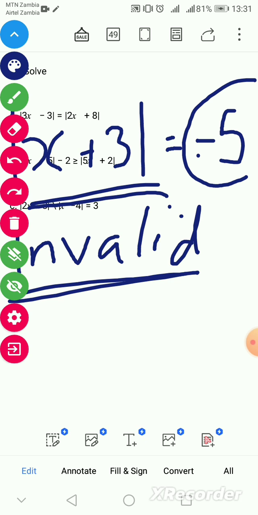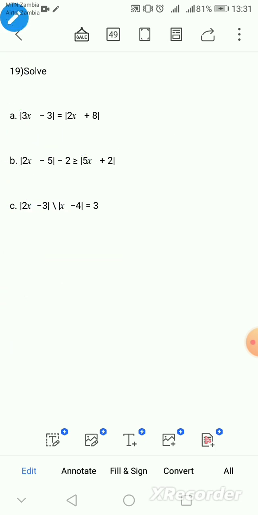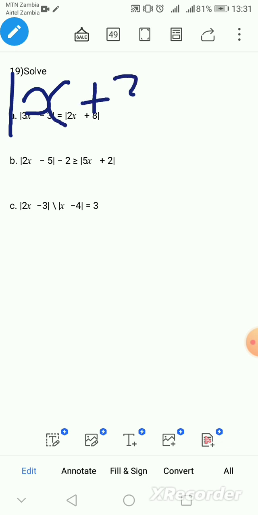But let's say instead of having a negative outcome, this modulus of x plus 3 is equal to +5. When we have a positive outcome, it means the equation is valid, and we can actually solve this equation to find the values of x.